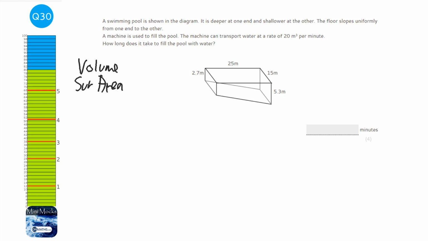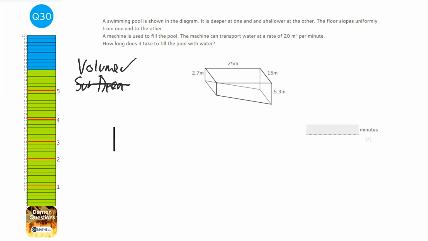And that should be the first question that goes into your mind. Yes, it might be asking for something else, but those are the main two. We're looking at this, we're filling the swimming pool with water, so it's going to be a volume question. Now, a way of approaching this is to figure out what the shape is. Well, the shape is a trapezium-based prism.